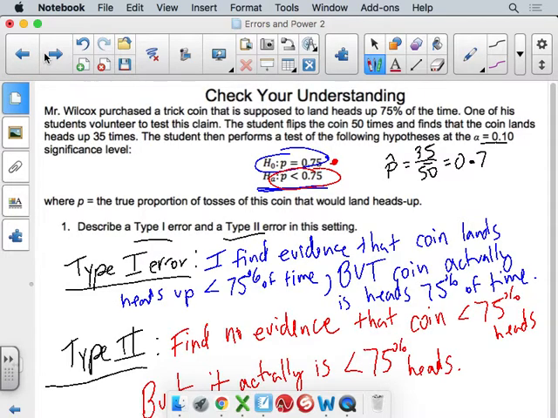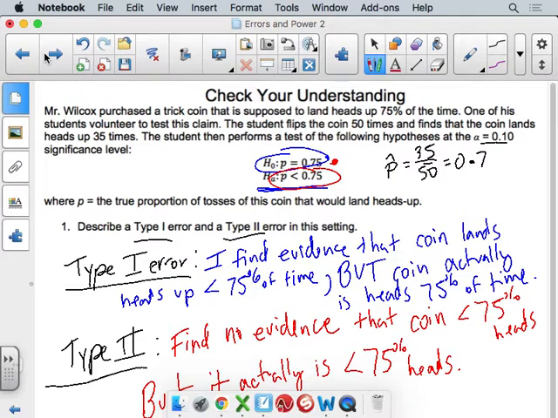Last year, I had one on the board back there, and I have one up here. It's like the type 1 error was like you tell someone they're pregnant but they're not, and the type 2 error was like you find evidence that they're not pregnant but they actually are. So it's like the same thing. I'm making an error either way. I need to remember it.